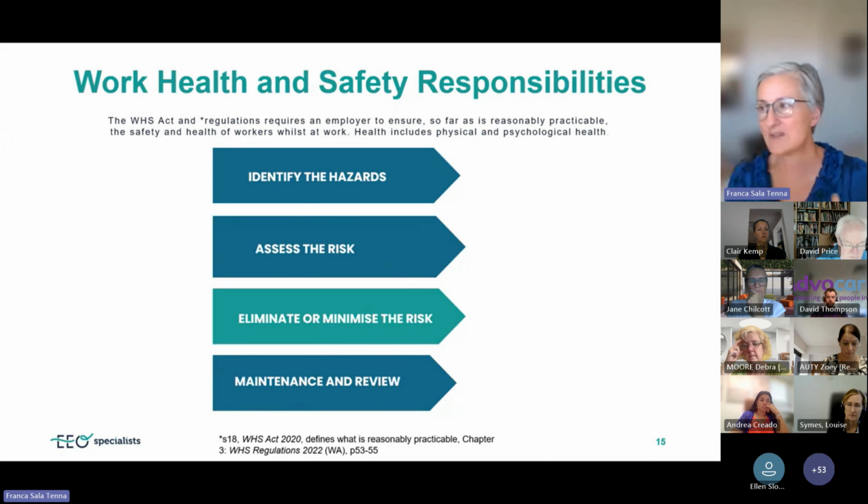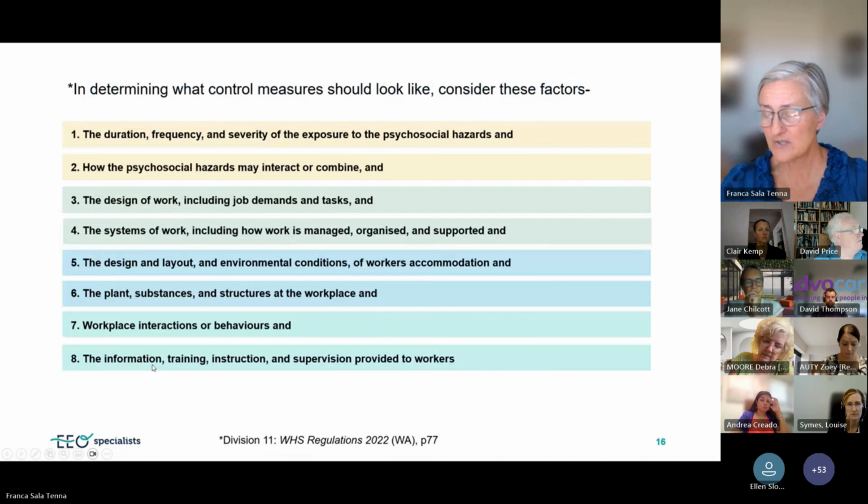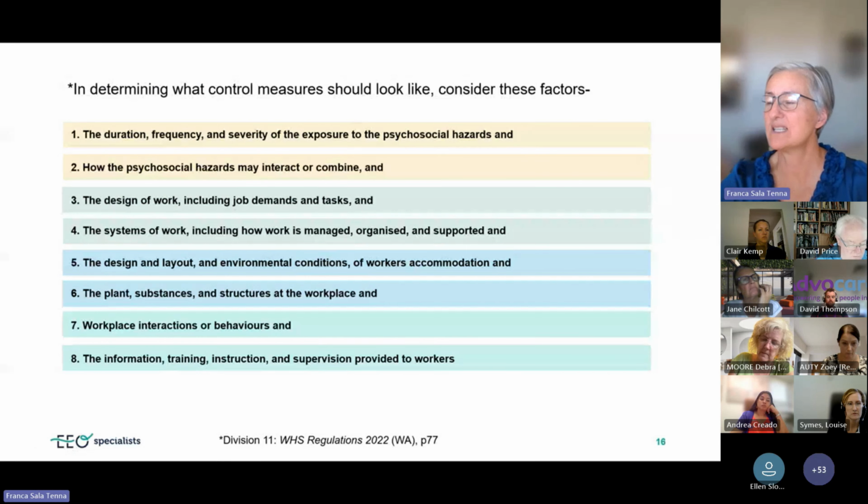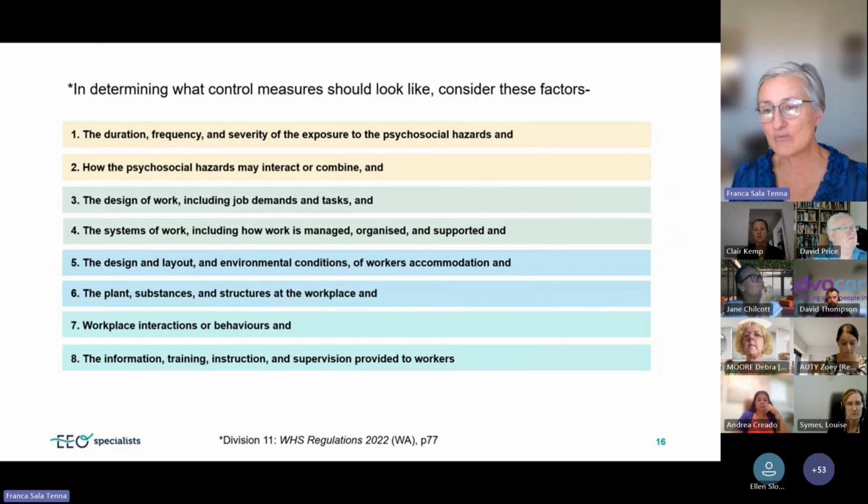So all of the stuff around how do you eliminate or minimize the risk. But we have created some frameworks and note-taking templates to help you identify and assess. So again, I went and had a look at where this fits in, because in determining what controls or measures should look like, so when you're trying to work out what to do about number 3, then our regulations have something to say. And what I've literally done is just given you what the regulations say.